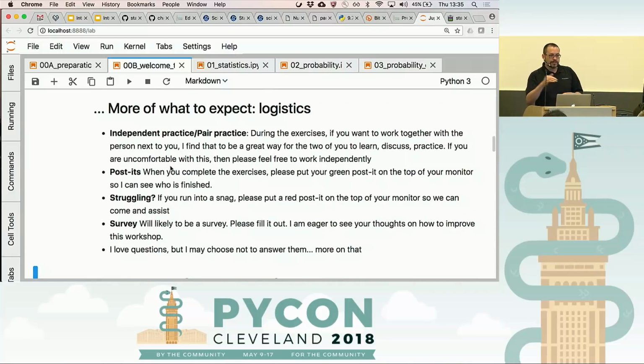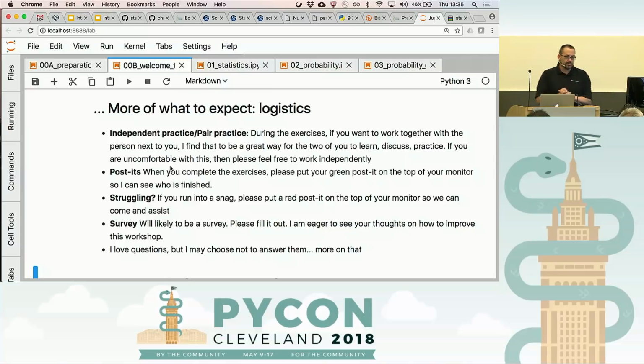In terms of logistics, pair practice is used in some tutorials because working closely with a partner helps you identify what's going wrong and help each other out. I'm not going to force that upon anyone. If you want to work with someone who sits next to you and say, hey, why don't we work on the code together, or work through these exercises as a pair, I'll leave that up to you and your level of comfort.